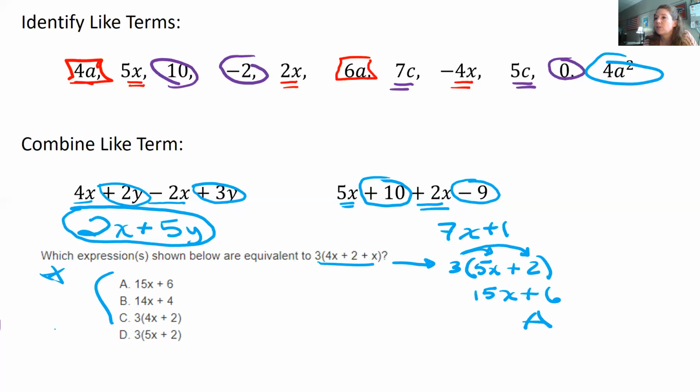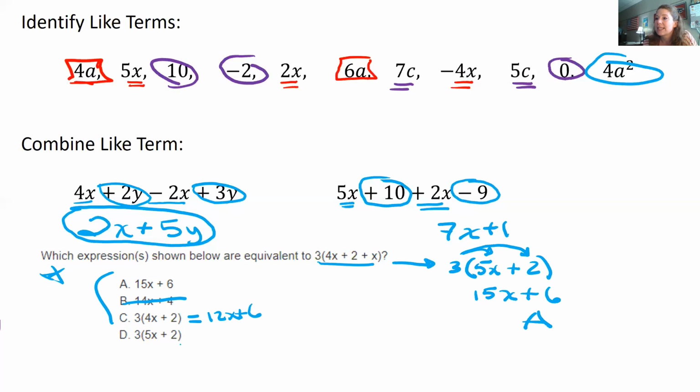Now, is that the only one that's equivalent? Well, A and B are definitely not equivalent, correct? So I know B is out. Well, let's see what happens when we get letter C. Let's use the distributive property. What's 3 times 4x? 3 times 4x is 12x. And 3 times 2 is 6. So C is not equivalent.